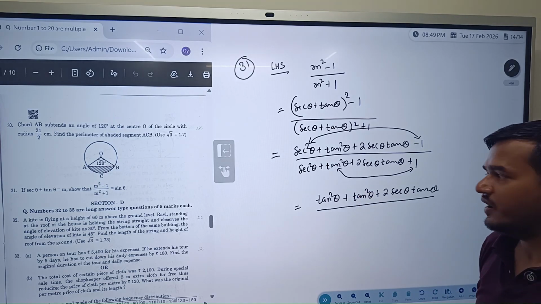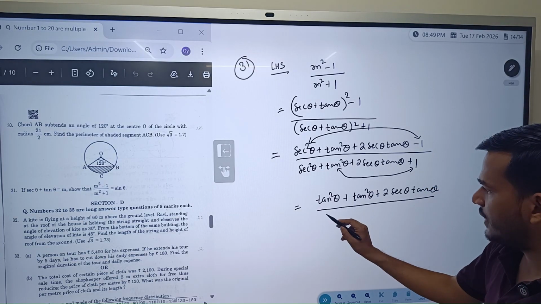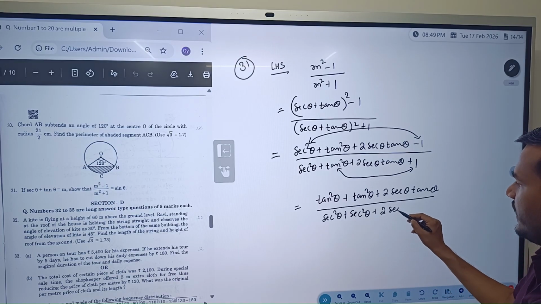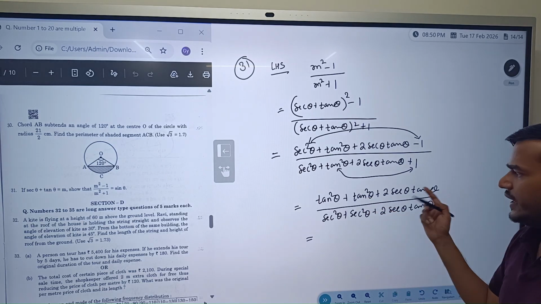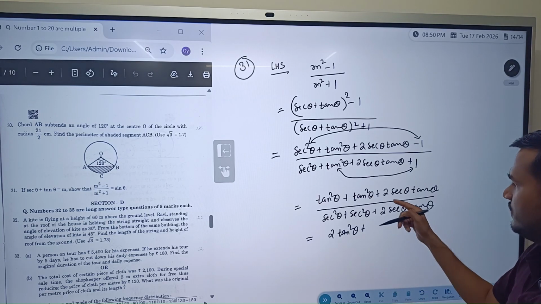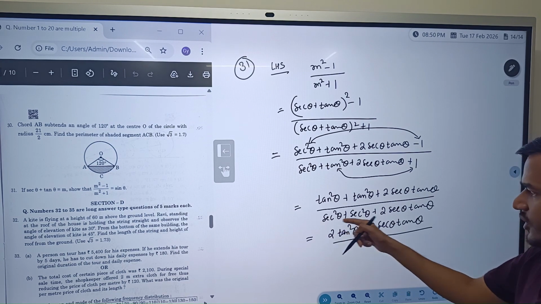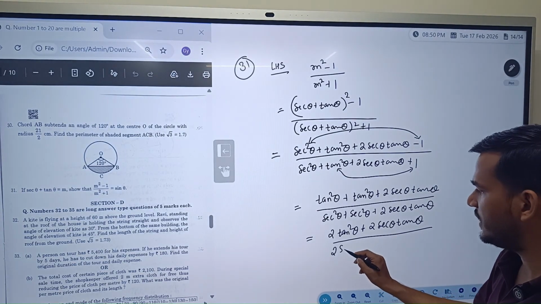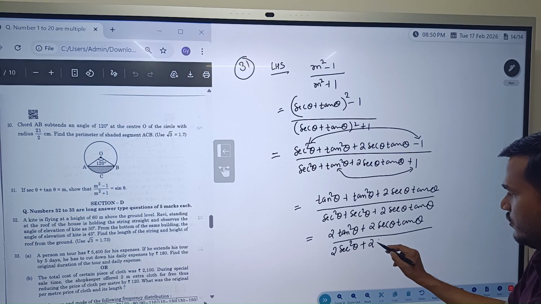In the denominator, I am replacing this tan square theta plus 1 with sec square theta. So sec square theta plus 2 sec theta tan theta. So this becomes 2 tan square theta plus 2 sec theta tan theta as it is, upon, in the denominator, it becomes 2 sec square theta. So we'll write this 2 sec square theta plus 2 sec theta tan theta as it is.